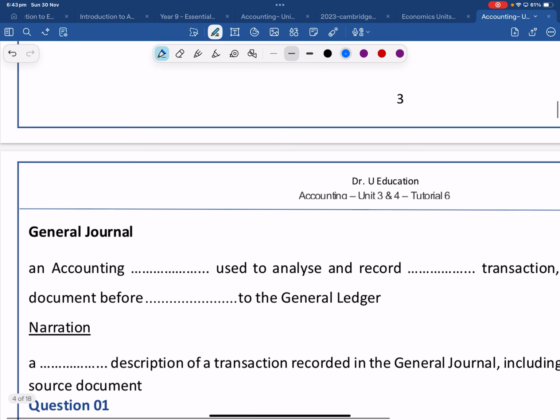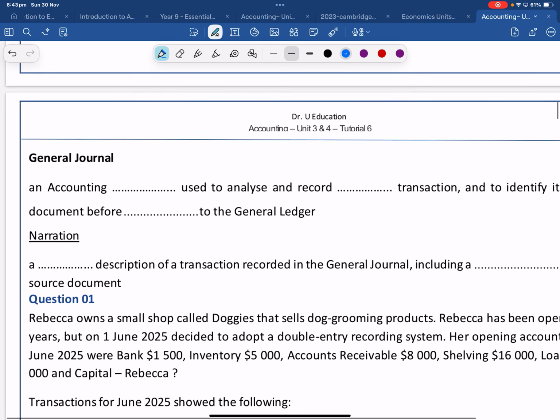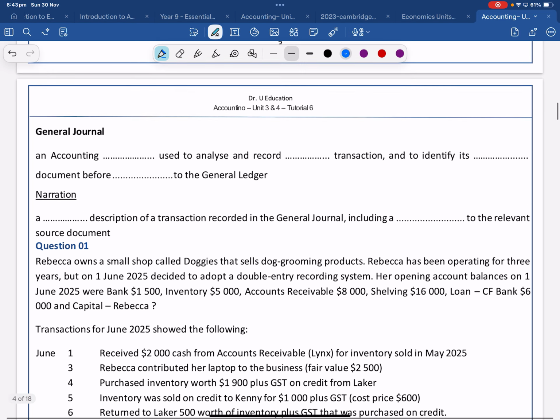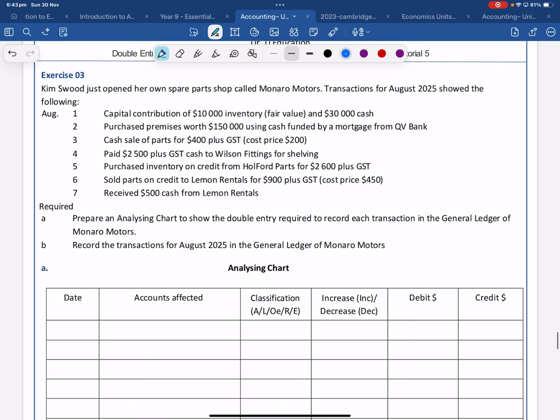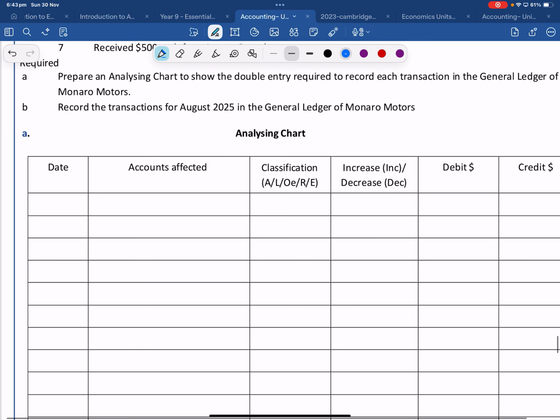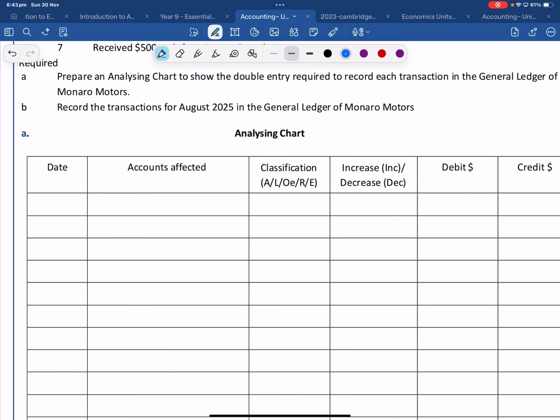Alright, guys. So I had to introduce you to the general journal as well. Now, general journal, don't worry. You already know what it is, right? Basically, remember the analyzing chart? Yes? Okay. I think I told you, if you cross out these two columns, the rest is the general journal. Okay? Alright.